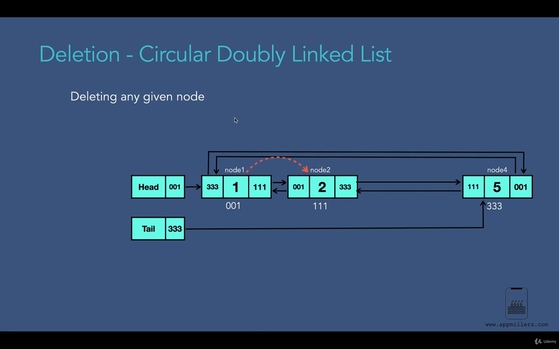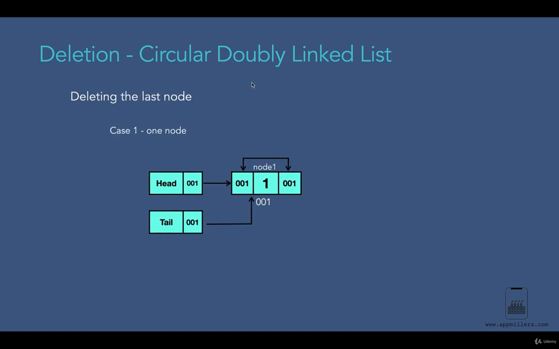Now this case is the same as the case of a doubly linked list, because here we are not doing any extra steps to delete a node from a circular doubly linked list, which is located at any given location. The last case is that we want to delete a node from the end of the circular doubly linked list. In this case, we want to delete the last node.